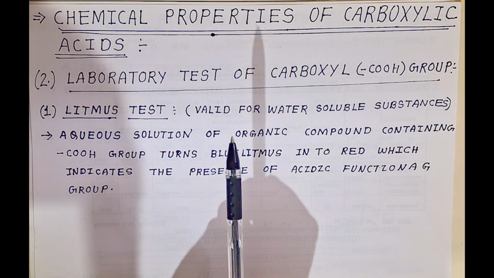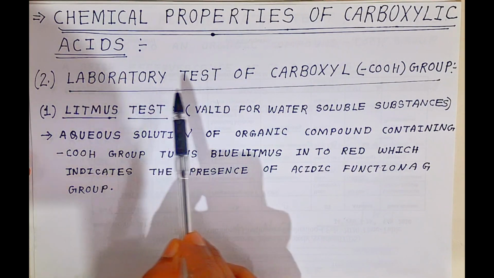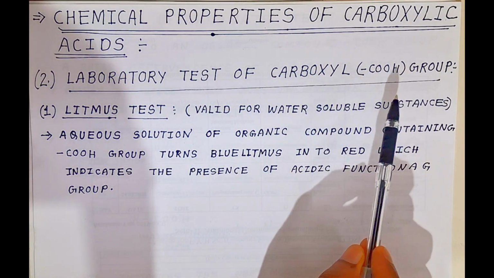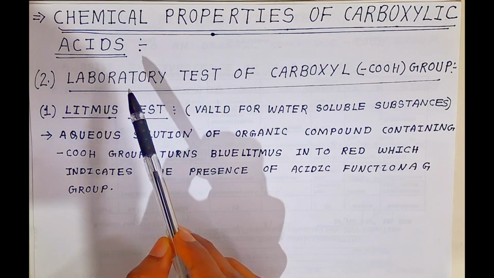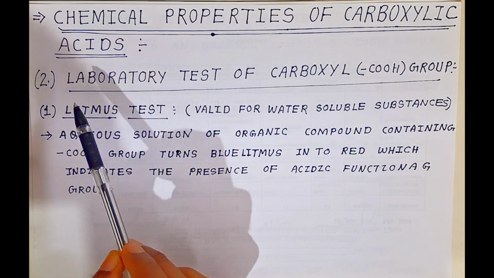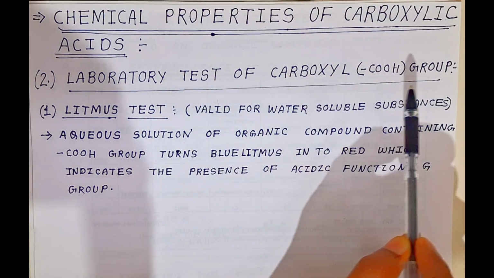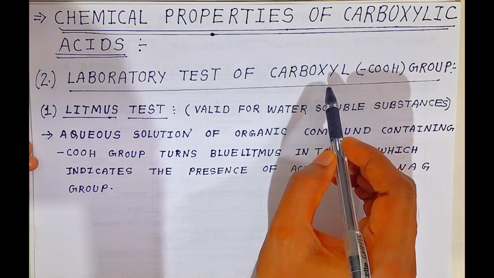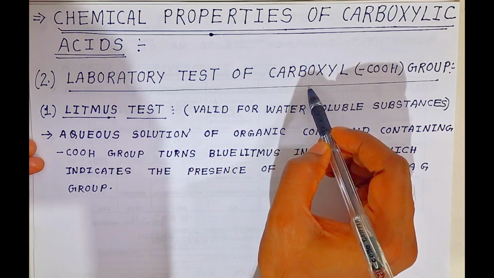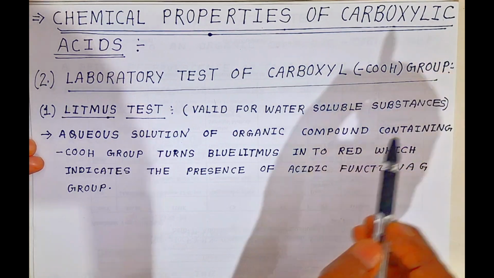In this video students, we are going to see the chemical properties of carboxylic acids, that is the laboratory test of carboxylic group. In the last video students, we have seen the acidic property of carboxylic acids. In this video, we are going to test the carboxylic group. In carboxylic acid, the group which is present in the molecule is the carboxylic group, that is the minus COOH group, that we are going to test here.